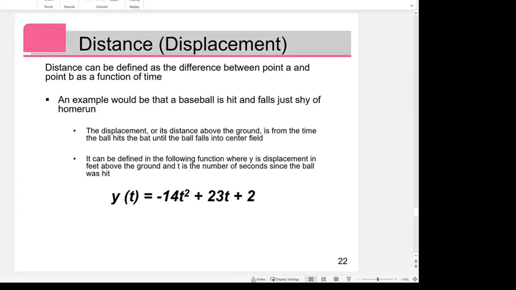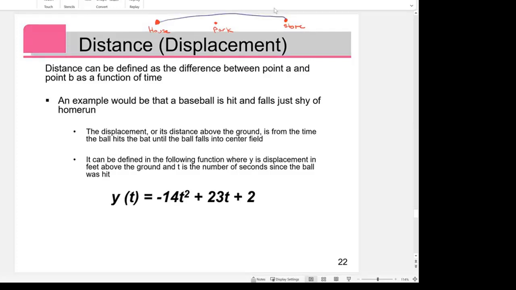All right, so distance. Distance and displacement are two different things. Distance is, let's say this is where I live, this is my house, and this is the store. Here's the park between the two. I'm going to go from my house to the store, and let's say that is 2 miles. Then I'm going to go from the store to the park, and let's say that's 1 mile.